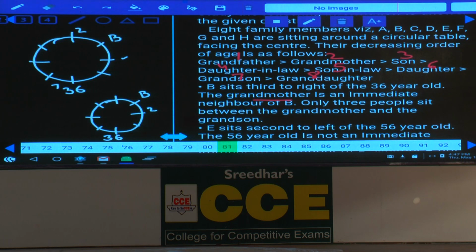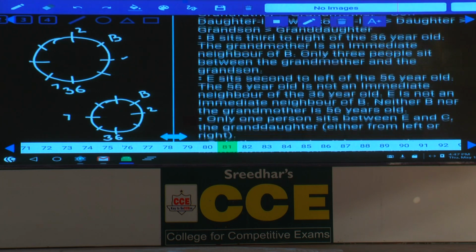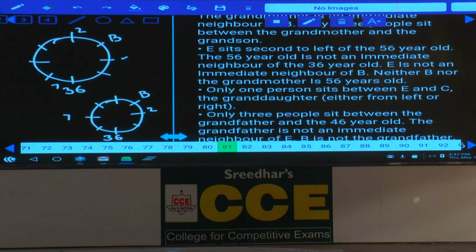and 7 can be opposite, isn't it? 7 can be here, isn't it? How many possibilities we have? We have some 2 possibilities. And grandmother and 7 are opposite to each other, and 3 people between these 2. And E sits second to the left of 56-year-old. Now this E is seated second to the left of whom? Second to the left of 56-year-old.